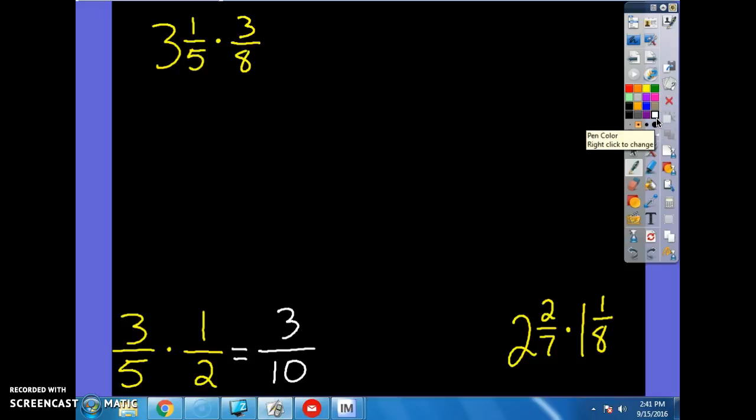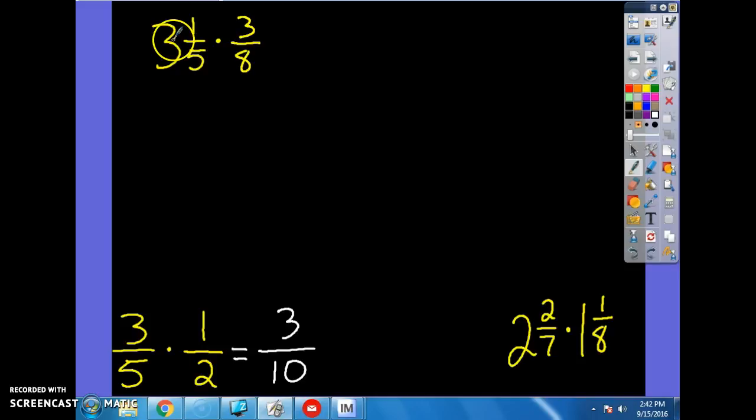Now in this problem, I actually have a mixed number here that I'm multiplying by a fraction. So for this mixed number, I do need to change it to an improper fraction because we only want to deal with fractions in these, because multiplying straight across the top and straight across the bottom is really only possible if you have just fraction type problems.